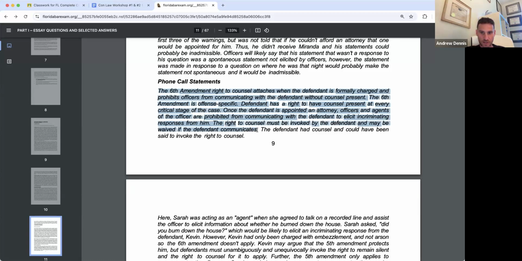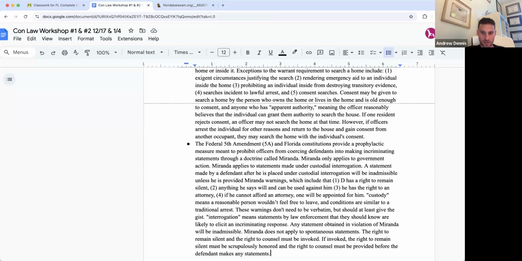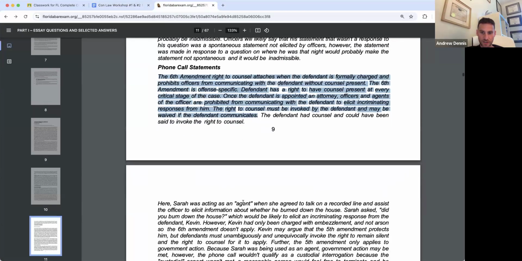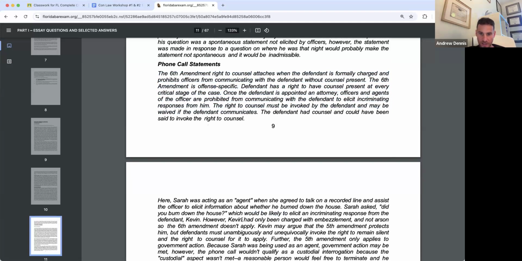So that's Sixth Amendment. Let's see what they're talking about with Agent Sarah. Here she was an agent. She agreed. She was doing interrogation. However, he hadn't been charged. He'd only been charged with embezzlement, not arson. So the Sixth Amendment doesn't apply.